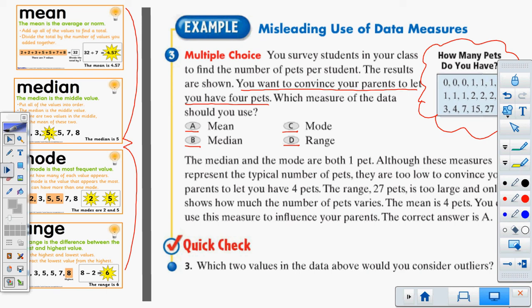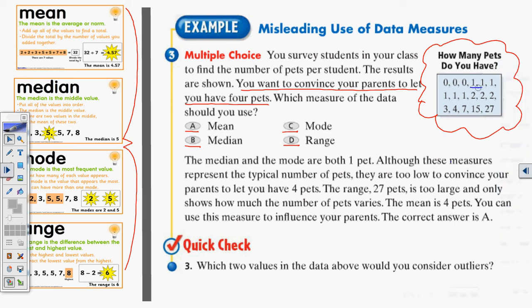Okay, so the mode is the one that occurs the most, which is a 1. The median is the number in the middle. The one that's directly in the middle is a 1. And then if I add these all up and divide, I get the mean, which is 4. And my range is 27 minus 0, which is 27.